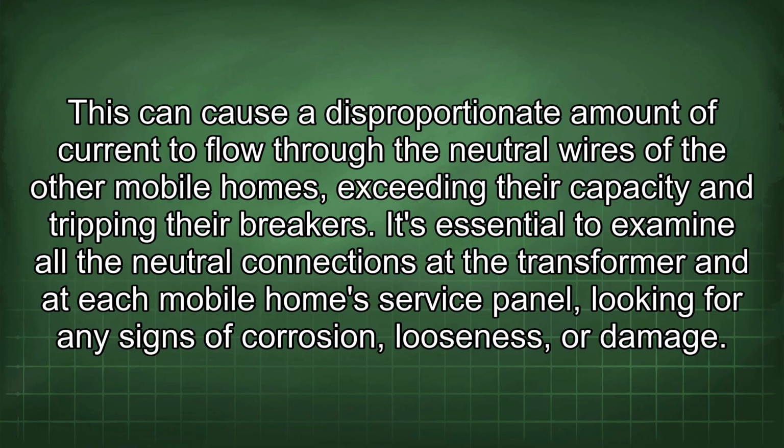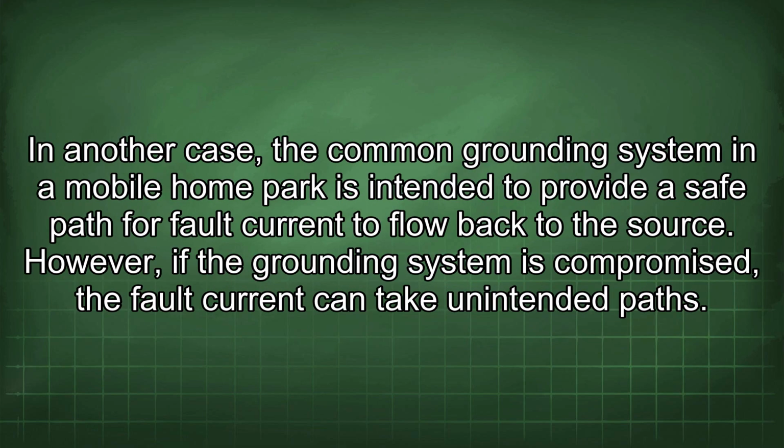It's essential to examine all the neutral connections at the transformer and at each mobile home service panel, looking for any signs of corrosion, looseness, or damage. In another case, the common grounding system in a mobile home park is intended to provide a safe path for fault current to flow back to the source. However, if the grounding system is compromised, the fault current can take unintended paths.